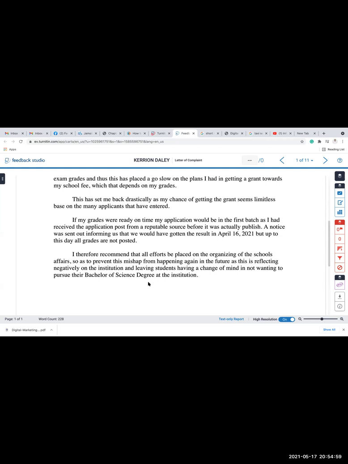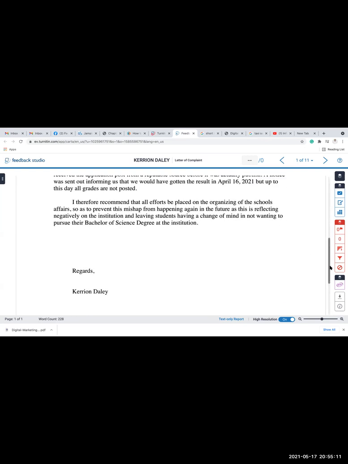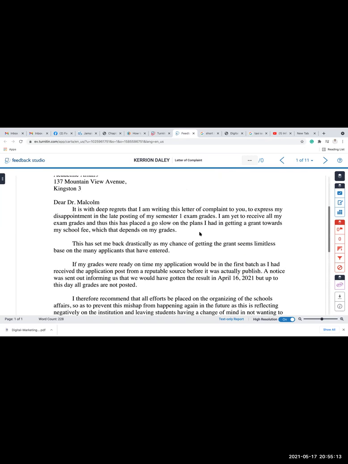The final paragraph: "I therefore recommend that all efforts be placed on the organization of the school's affairs so as to prevent this mishap from happening." So the final paragraph gets to that. But the other paragraphs are problematic because the first paragraph is not specific. I don't know which academic year you're talking about.